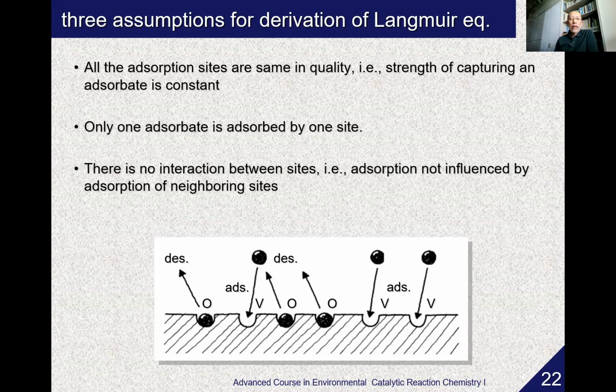All three are related to adsorption sites. First, all the adsorption sites are the same in quality. So that means the strength of capturing adsorbate is constant. Adsorption sites are uniform. Every site can adsorb with the same force; there is no stronger or weaker site, all are the same. That is the first assumption. Without it, it is difficult to formulate. The second, only one adsorbate is adsorbed by one site.